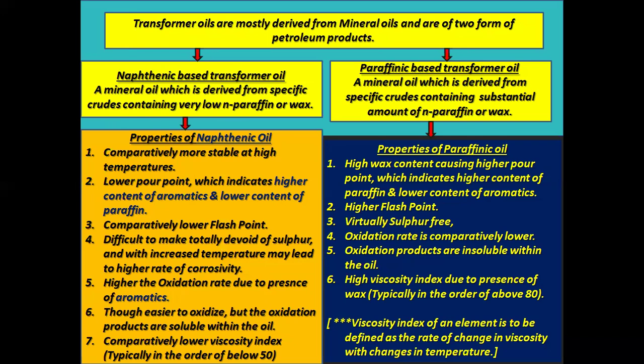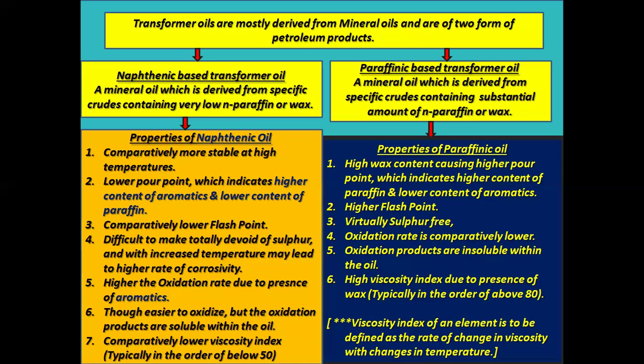Transformer oils are mostly derived from mineral oils and are of two forms of petroleum products. One is naphthenic based transformer oil, another is paraffin based transformer oil. Naphthenic based transformer oil, which is a mineral oil, is derived from specific crudes containing very low n-paraffin or wax.